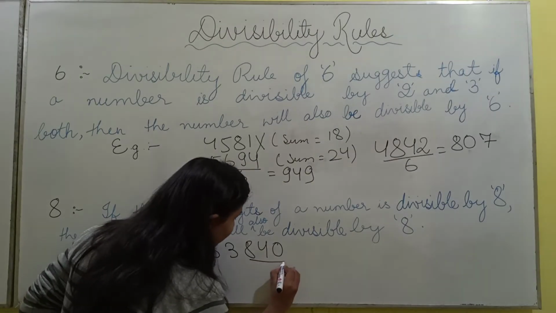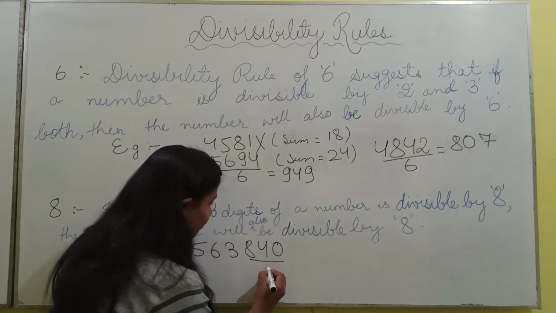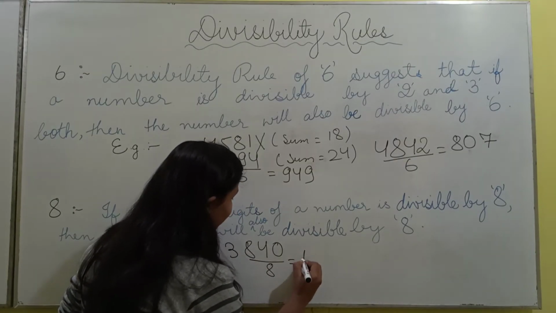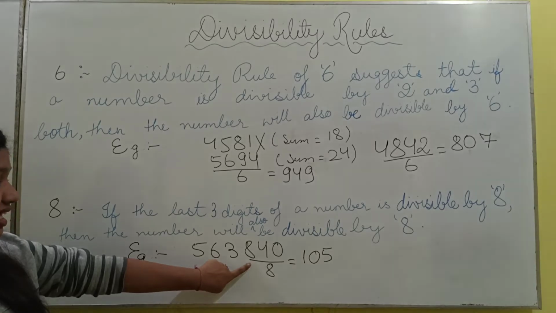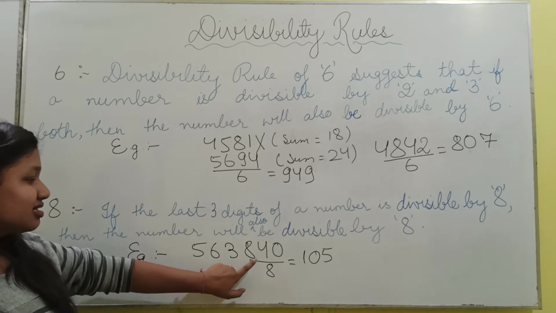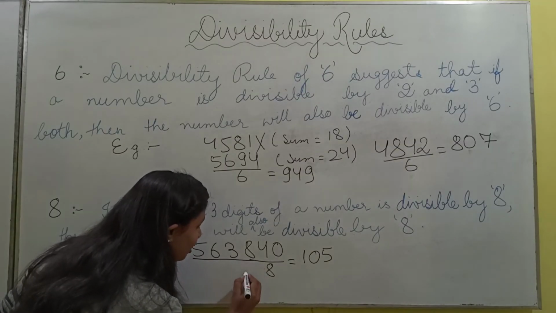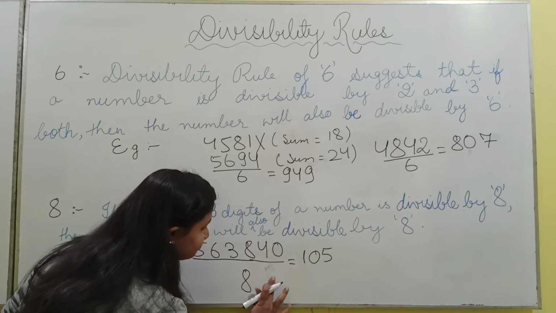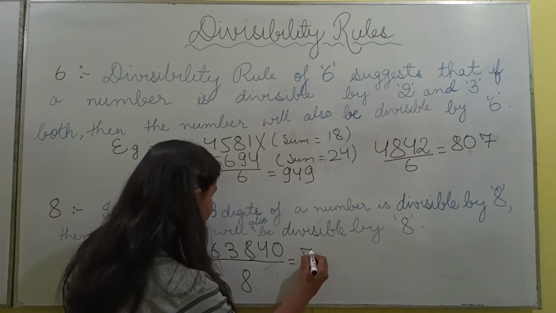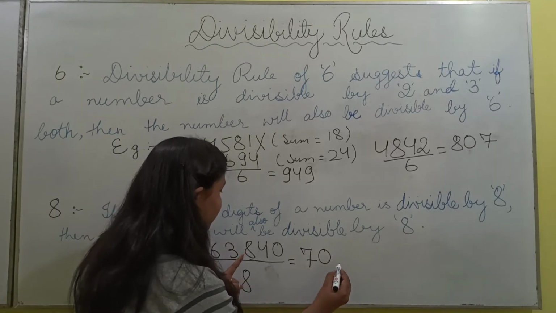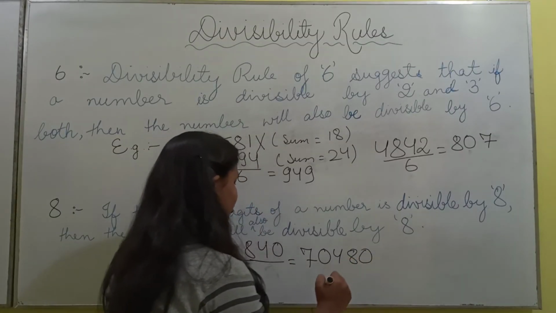Now let's see whether the last 3 digits of this number are divisible by 8 or not. So by dividing 840 we will get 8 ones are 8, 8 zeros are 0 and 8 fives are 40. So we see that 840 is divisible by 8. Since this is divisible by 8, we can definitely say that this whole number will also be divisible by 8. Now let's check that also. So 8 sevens are 56, 8 zeros are 0, 3 will be carried, 8 fours are 32, 6 will be carried, 8 eights are 64 and 8 zeros are 0.